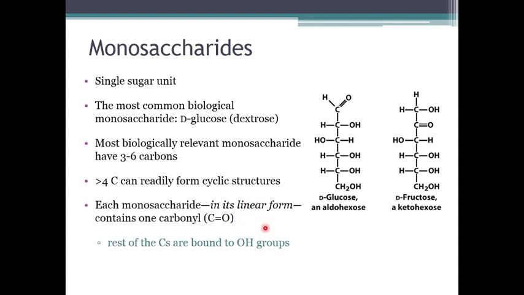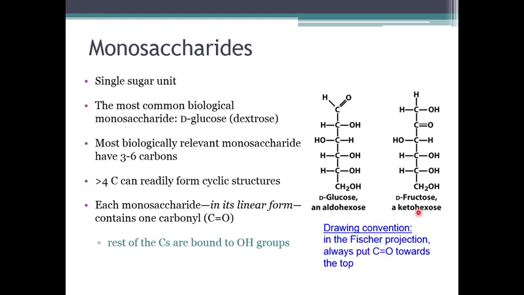Each monosaccharide in its linear form contains one carbonyl or C double bond O group. The rest of the carbons are bound to hydroxy groups. For example, in glucose, this carbon, which is carbon 1, is an aldehyde, has a carbonyl. All the other carbons have a hydroxy group attached, carbon 2, 3, 4, 5, and 6. On the other hand, D-fructose, which is a keto hexose, has a ketone group on carbon 2. All the other carbons, including 1, 3, 4, 5, and 6, have hydroxy substituents attached to them.